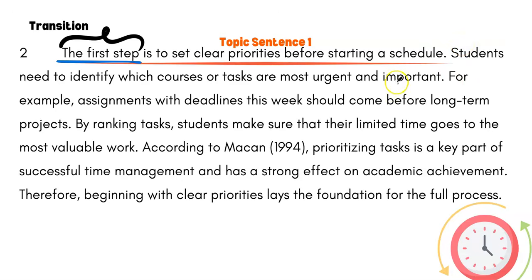You will notice that we went into the details of this step. We gave examples and provided research according to McCann about the importance of the step, which is clearing priorities before starting a schedule. And then this was explained by ranking tasks. What does it mean to prioritize tasks? We provided more elaboration and explanation on this step.